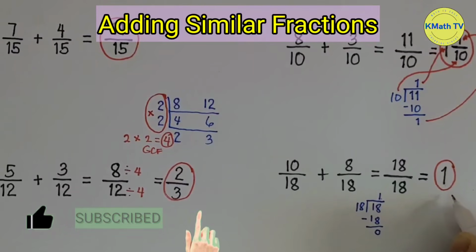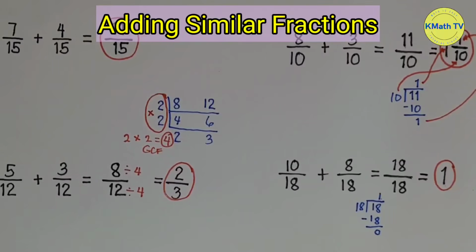Always remember to add similar fractions or fractions with the same denominators. Just add the numerators and copy the common denominator. Then, reduce the answer to lowest term or simplify if necessary.